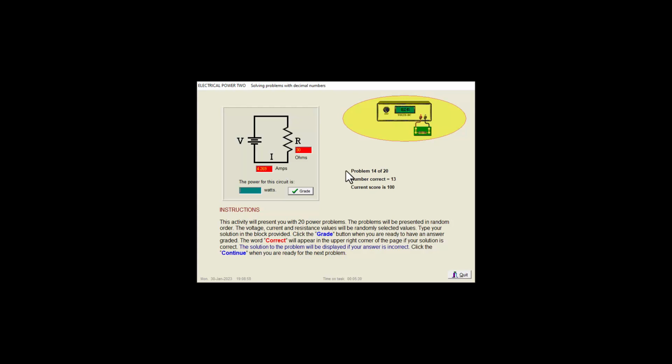And I and R, so it's I squared R, 4.269 squared times 30, 546.7. And I and R, so I squared over R, we got 2.049 squared divided by 60 ohms, and I got 6997.